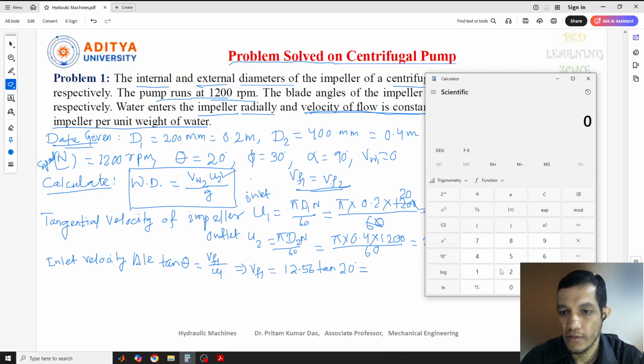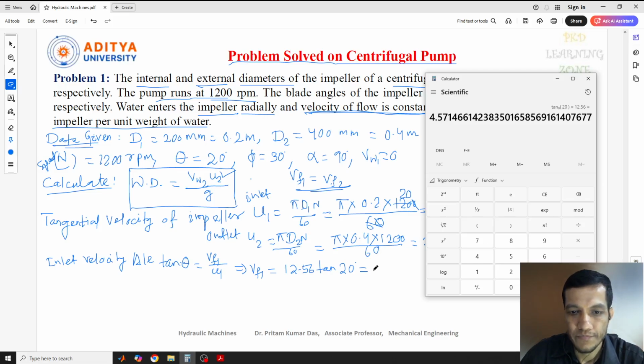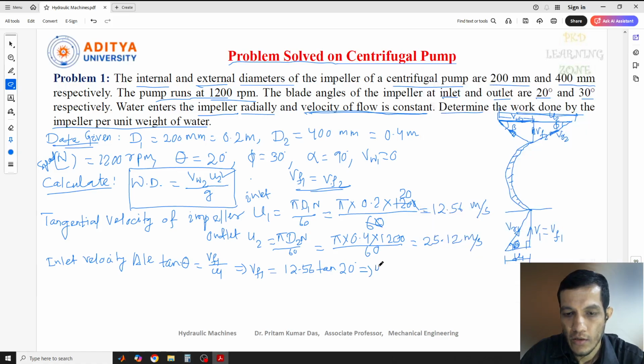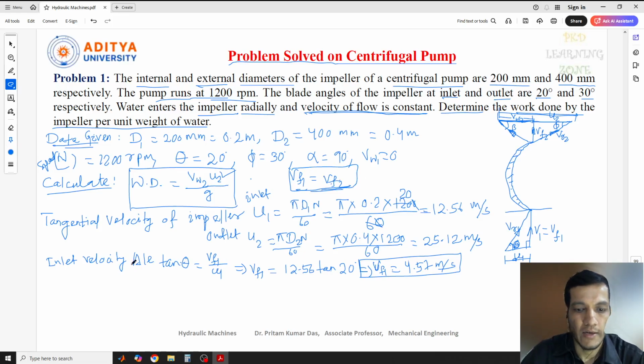Yeah, this is 20 degrees, given. Let me multiply this by the trigonometric value: 12.56 times that gives 4.57. So here we got the value of VF1 equal to 4.57 meter per second. Okay, now the same value I can use in the outlet condition, because as I told you, VF1, the fluid flow velocity at the inlet, is equal to that at the outlet condition.